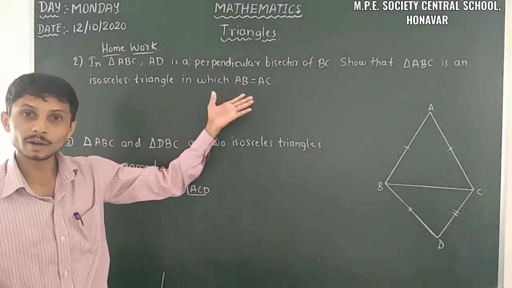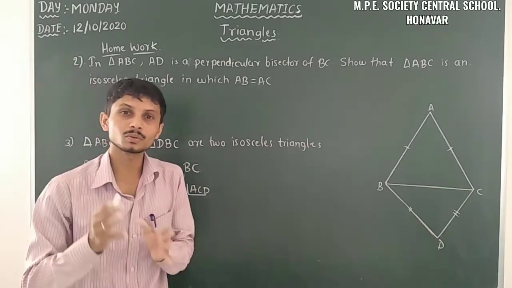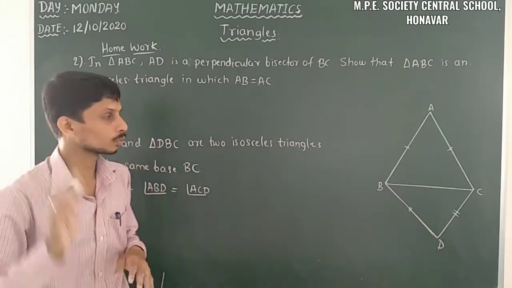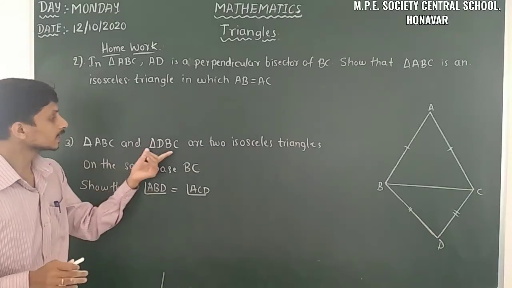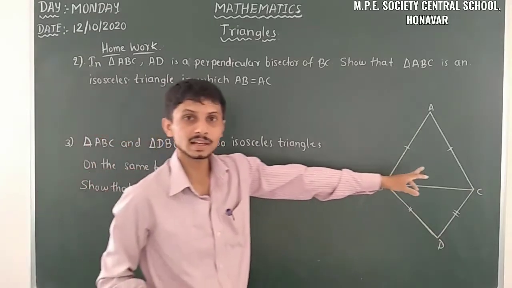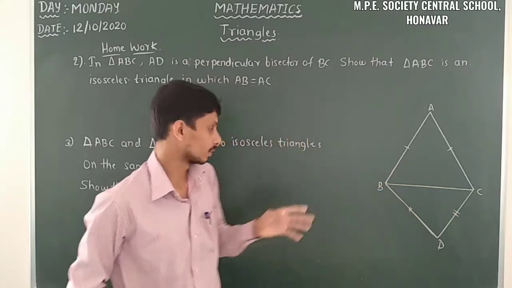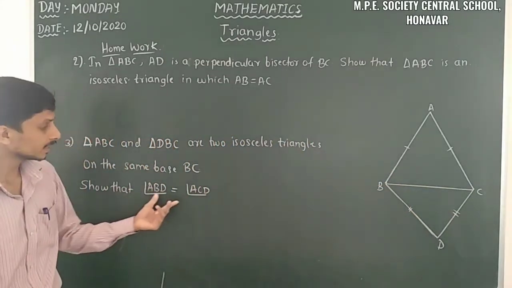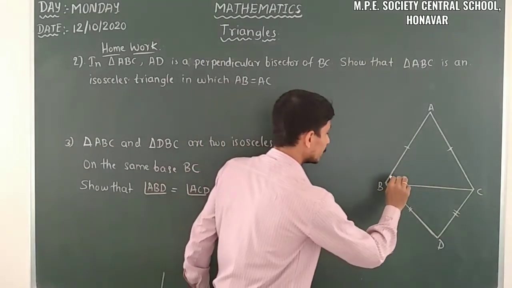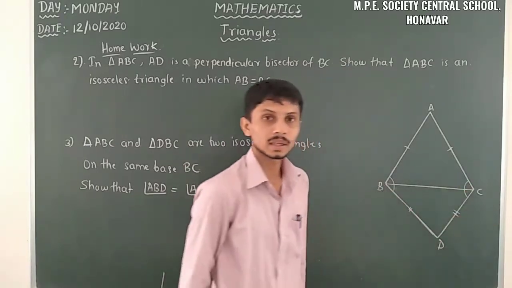Firstly you have to draw, and after that you have to prove what the possible equalities are. You have to observe and then prove. In the second homework, triangle ABC and triangle DBC are two isosceles triangles on the same base BC. Then show that angle ABD is equal to angle ACD. You have to prove those two are equal.